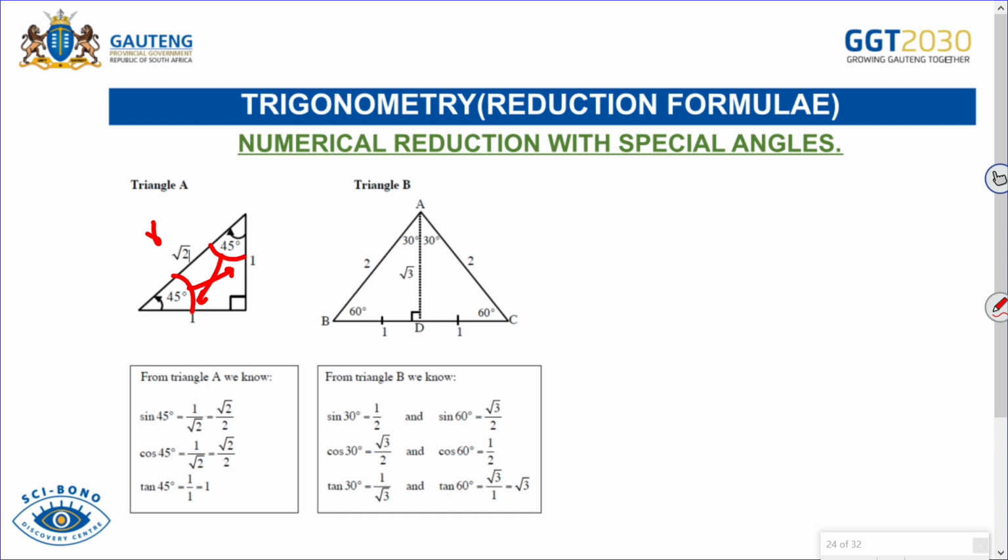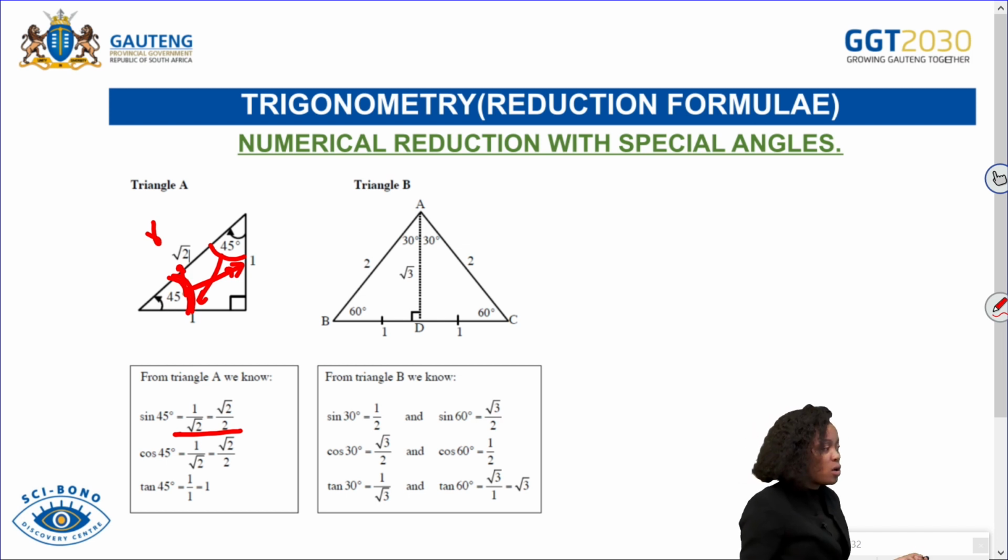So sine 45, if I'm looking at this angle, the side which is opposite is 1, right? And the side which is hypotenuse is root 2. So sine 45, you'll always write it as 1 all over root 2. And if we rationalize, you'll get root 2 all over 2. And cos 45 is given as 1 all over root 2. And if we rationalize, you'll get root 2 over 2. And tan 45 degrees, you'll get 1 all over 1, which is just 1.